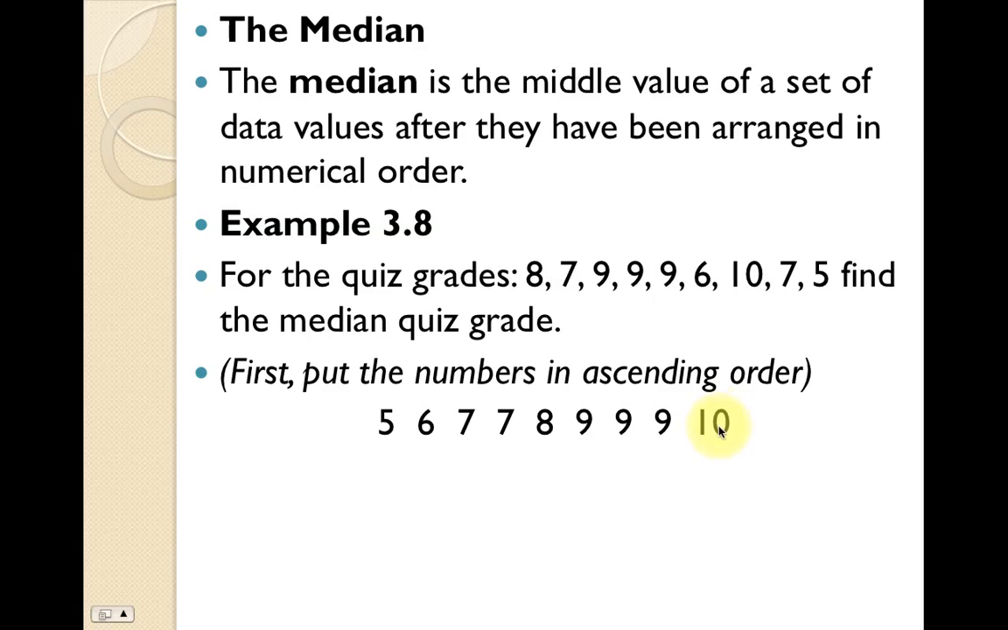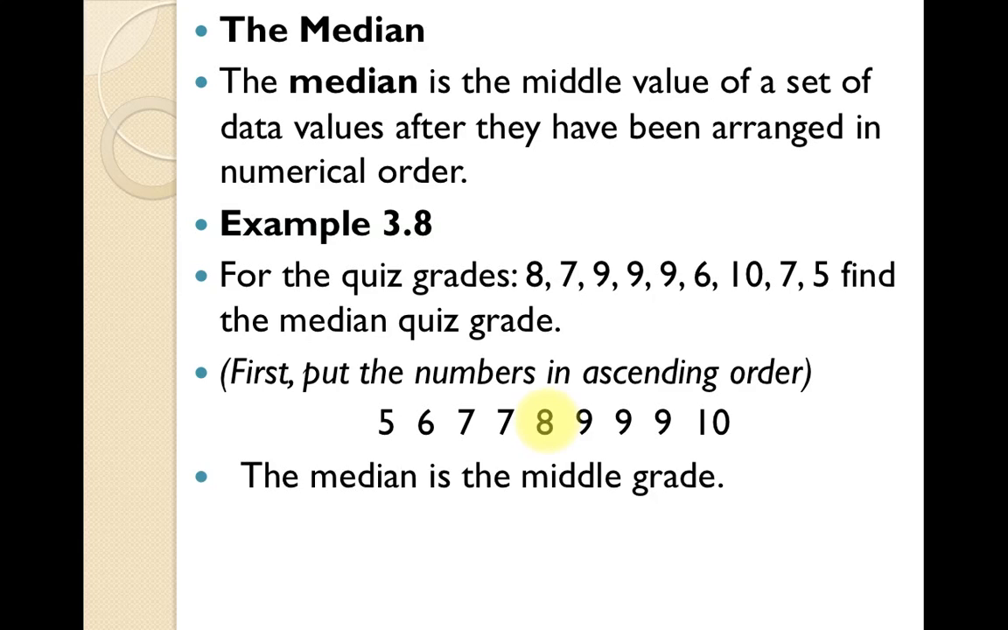So if you cross off the 5 and 10 and then move in, then you cross off the 9 and 6, move one in, you cross off the 7 and 9, move in, cross off the 7 and 9, and you're left with a center value of 8. That's your median. The median is the middle grade, and it is an 8. Now, because we started with exactly 9 data values, 8 finds itself right in the middle. It's basically the 1, 2, 3, 4, 5th data value.